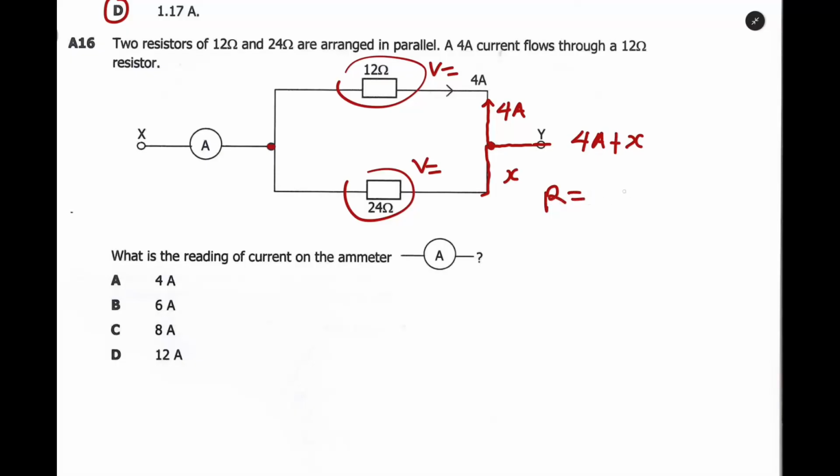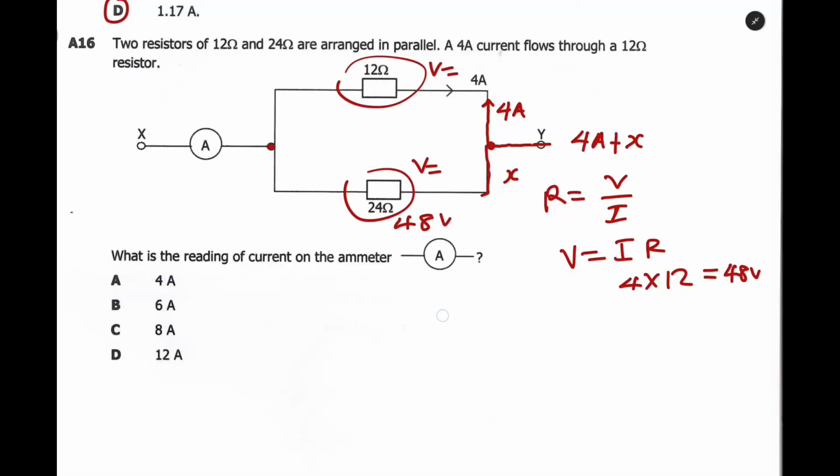So resistance is equal to voltage over current. Let us make voltage the subject. So voltage is equal to current multiplied by resistor. What is the current? 4. What is the resistor? 12. So what is this? 12 multiplied by 4? 48 volts. So the total voltage in the circuit is 48 volts. So the voltage here is 48 volts.